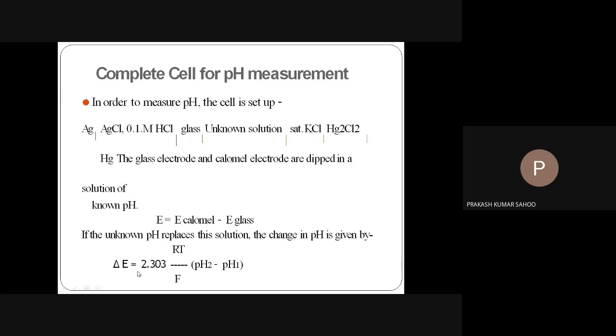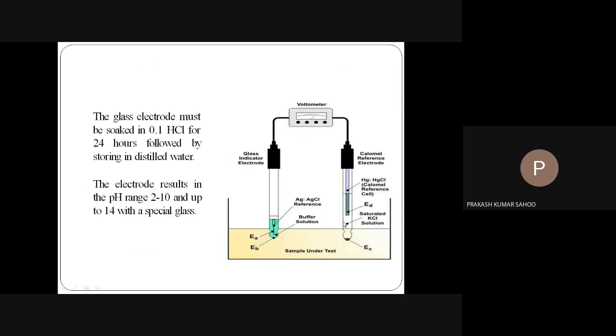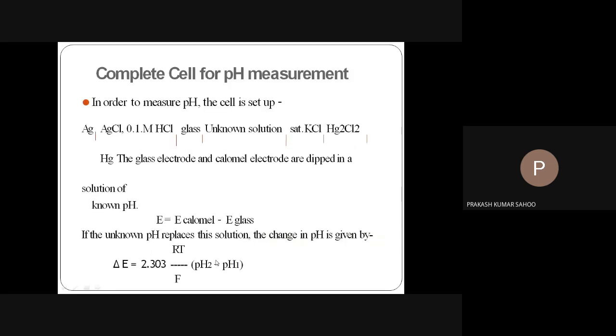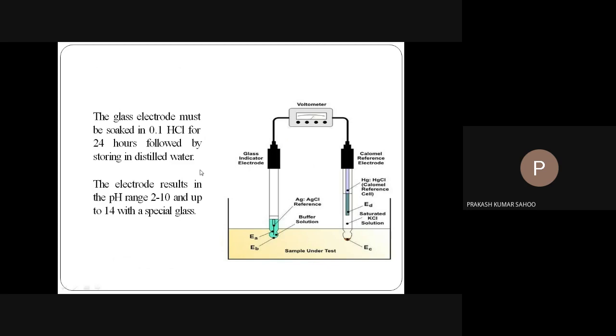So what is the equation? Again, we will obey the Nernst equation. That will be delta E, equal to E cell minus the standard E0 cell, that is delta E. It is equal to 2.303 RT by F, times pH2 minus pH1. So pH1 is the pH of your standard solution, and pH2 is the pH of your unknown solution.